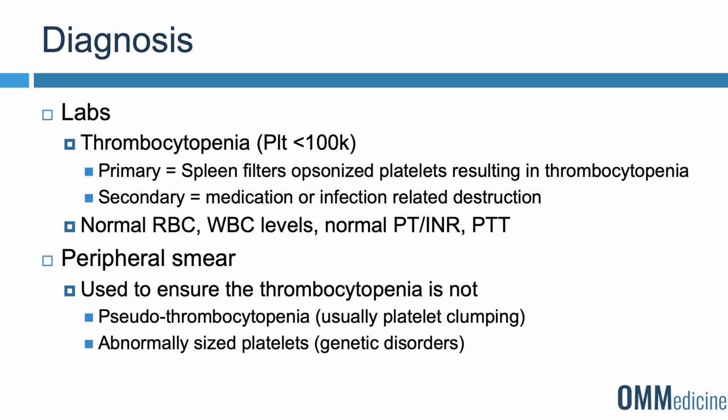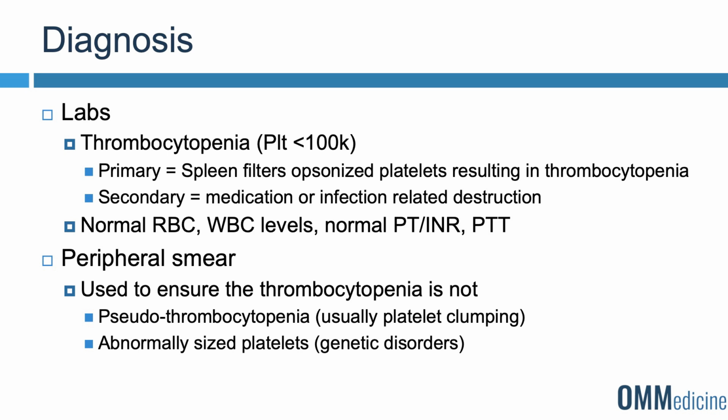And as I mentioned on the last slide, we would expect to see a normal red blood cell count, white blood cell count, and also a normal PT and PTT, because remember, this is a disorder of platelet destruction and not a disorder in the coagulation cascade or of any of the factors in the coagulation cascade.